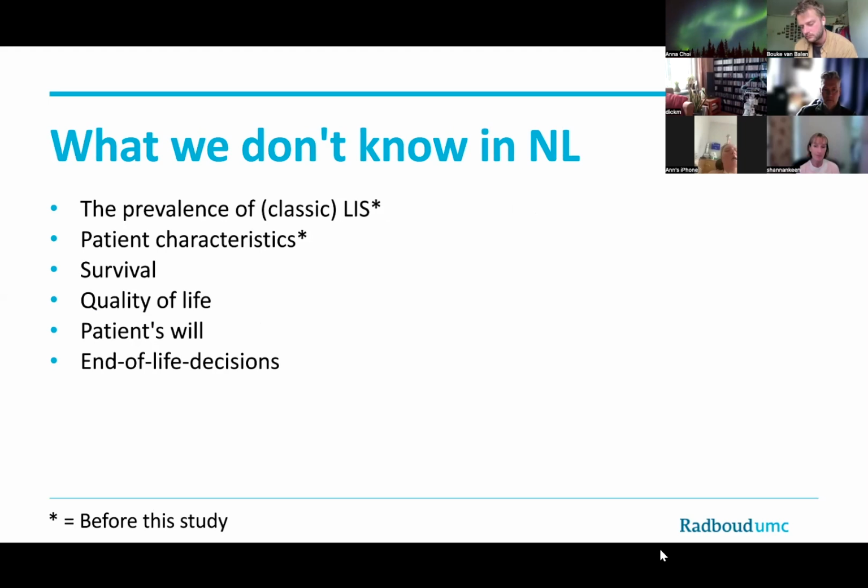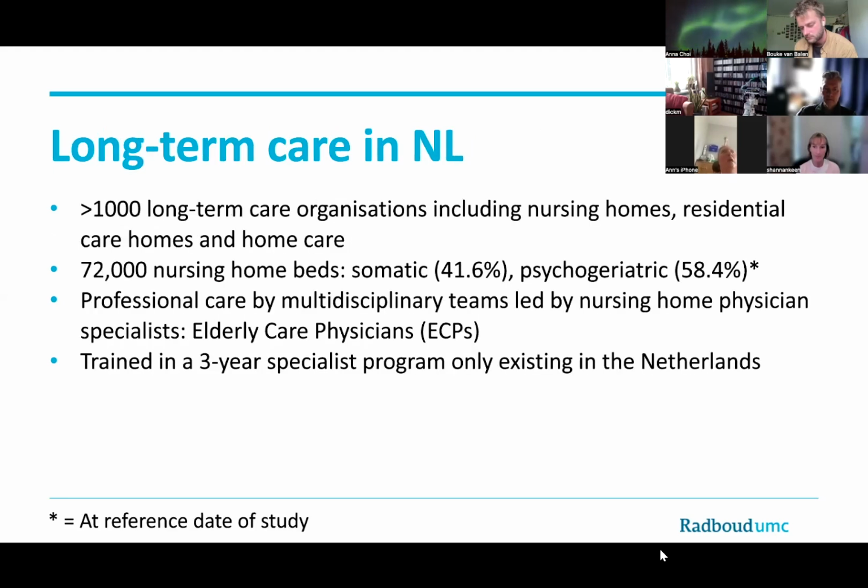Before the study my colleagues and I did, we didn't know the prevalence and characteristics of classic LiS in Dutch nursing homes. We still don't know the survival, quality of life, the patient's will, and end-of-life decisions. Currently, we have more than 1,000 long-term care organizations, including nursing homes, residential care homes, and home care, which provide long-term care in more than 180 nursing homes, with an estimated 72,000 total beds at the time the study was conducted. These nursing homes are specialized in somatic and psychiatric long-term care.